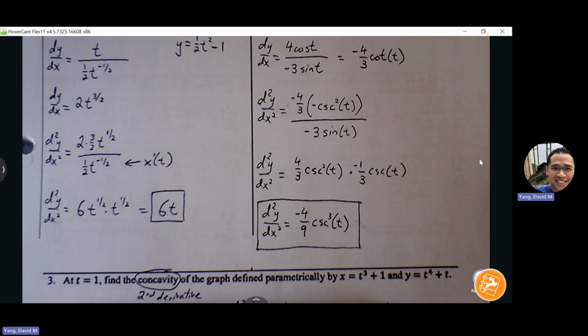So you remember, you're either going to say concave up or concave down. Positive concavity is concave up, negative concavity is concave down. But you'll do that at the very end after you find your second derivative. Then you can involve the t equals 1 to further evaluate. So if f double prime is greater than 0, concave up. That's right.